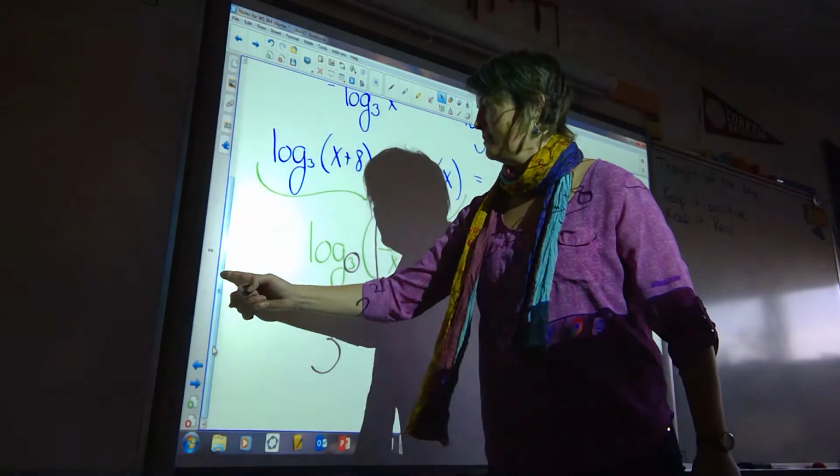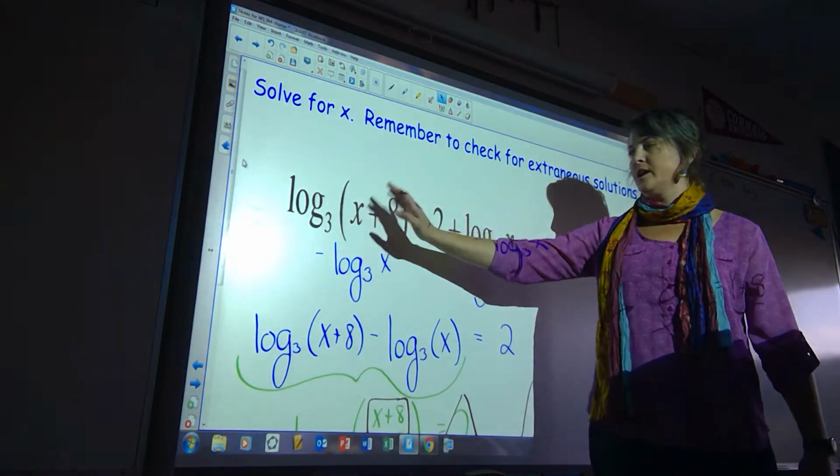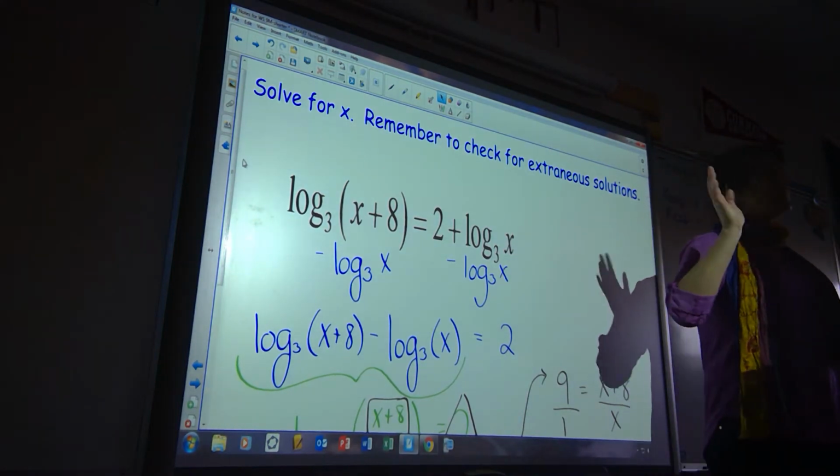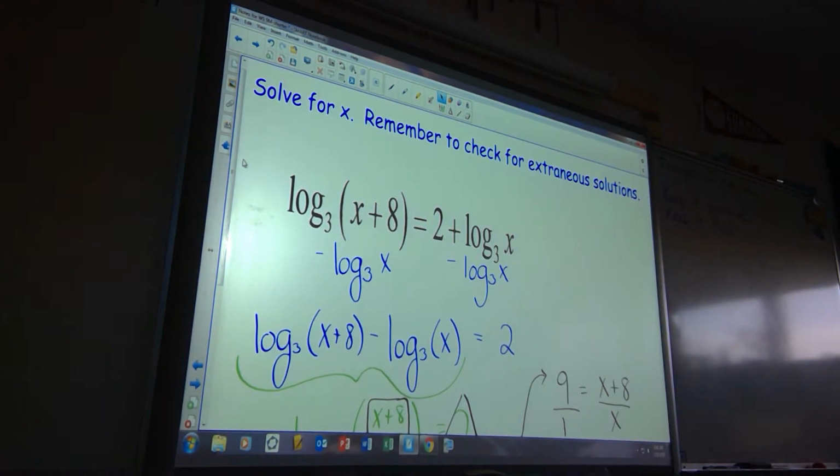And then I'll look back and just double check. If I plug in a 1 here, that keeps it positive and keeps it real. If I plug in a 1 here, keeps it positive, keeps it real. So we're good on that.